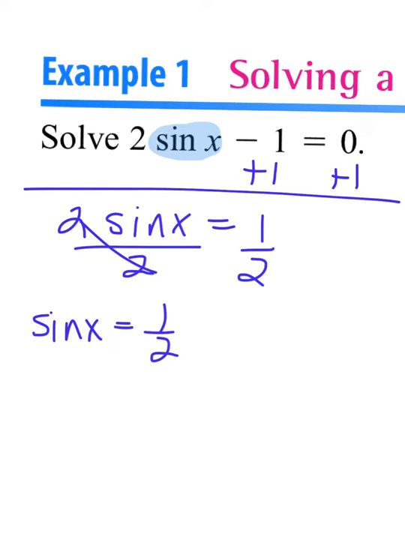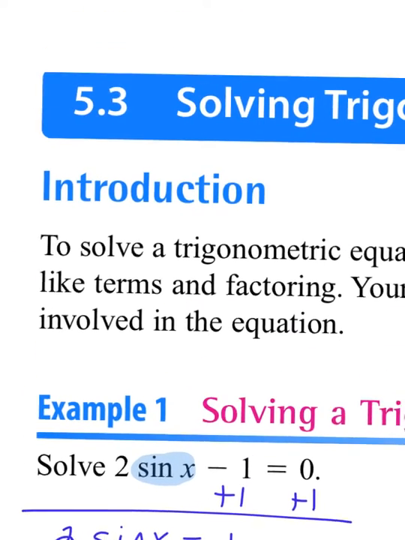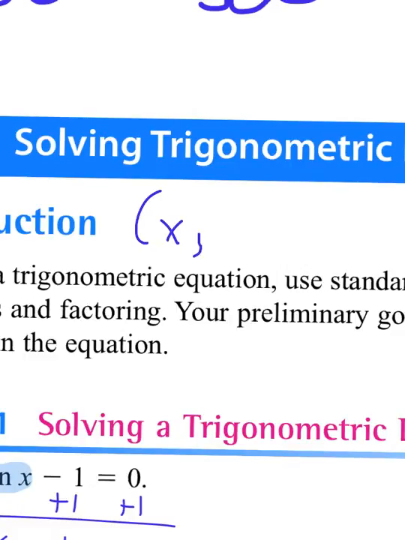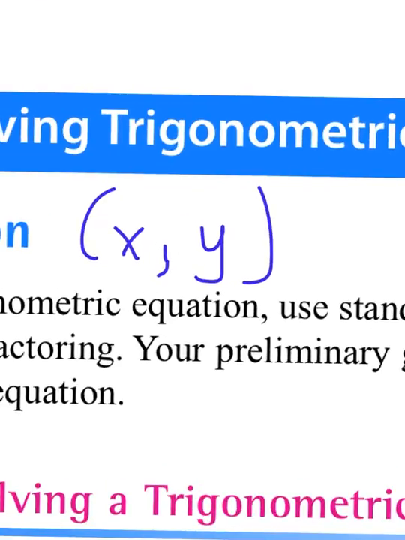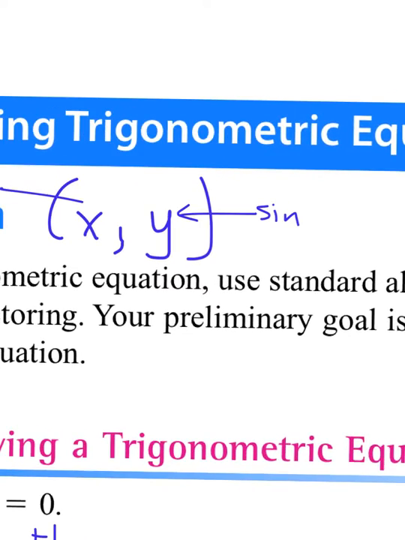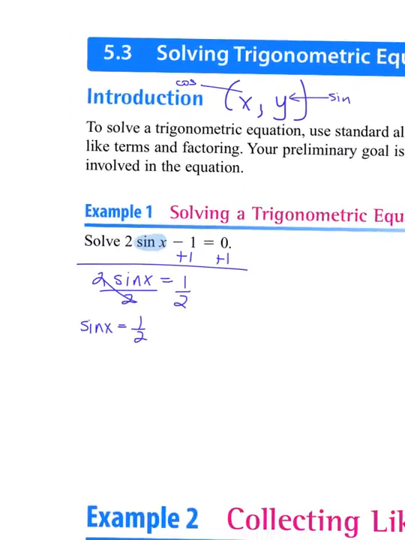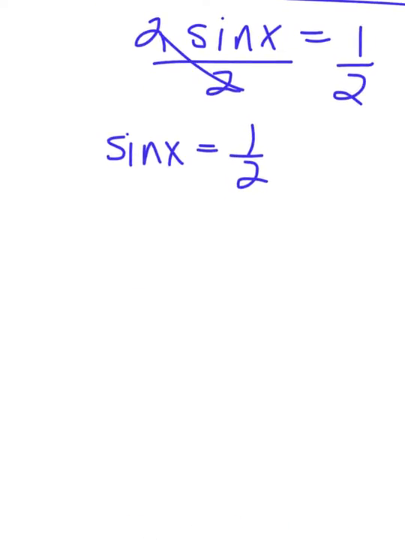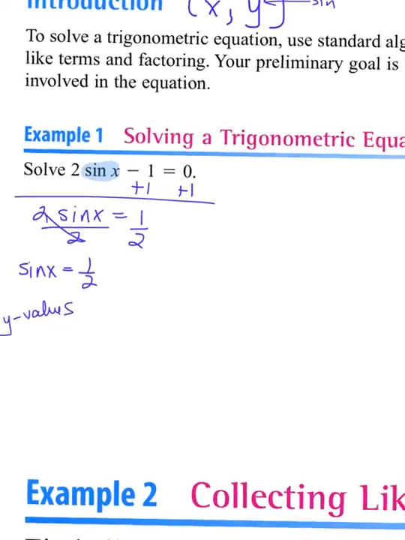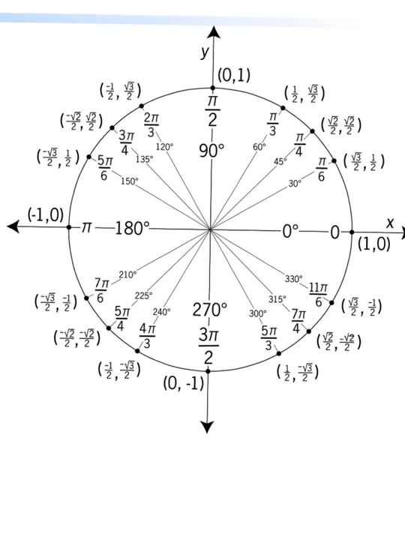Now, talking about stuff on the unit circle, remind me again. If I have an ordered pair, x and y, what is sine? Y. Sine is the y. What is x? Cosine. And then tangent is? Good. Tangent's y over x. So what this is saying is, go to the unit circle and find all the y values, since sine is y. So find all the values on the unit circle where y is 1/2. So go to your unit circle and tell me all the places the y value is 1/2.